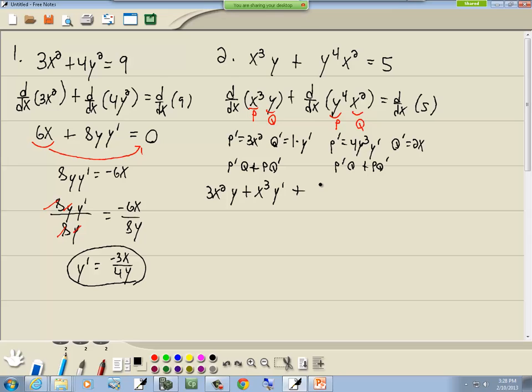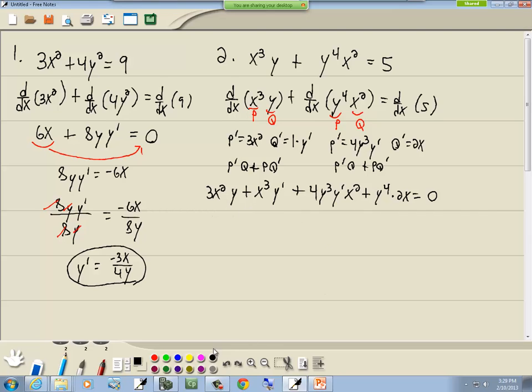So we've got plus p prime, which is 4y to the third y prime, times q, which was x squared, plus p, which was y to the fourth, times q prime, which was 2x. And the derivative of 5 gives us 0. Now let me double check that. So we got 4y to the third y prime times x squared plus y to the fourth 2x. Okay.